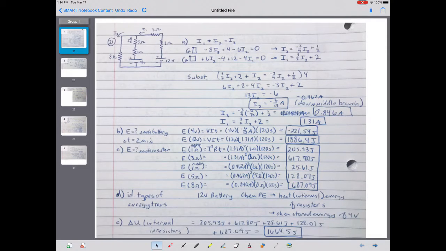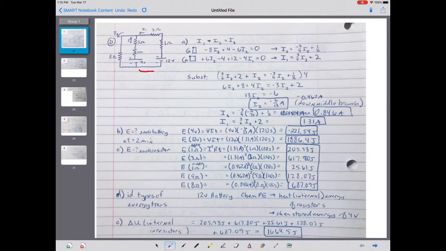So, problem number 21. We've got a circuit there. We've got 3 different branches shown, and we want to find the currents in each of the different branches. Looking at your batteries, you've got a 12 volt and a 4 volt battery. The 12 volt battery is going to dominate.